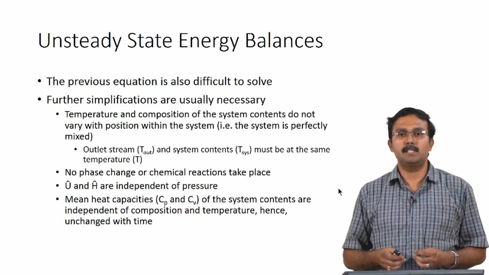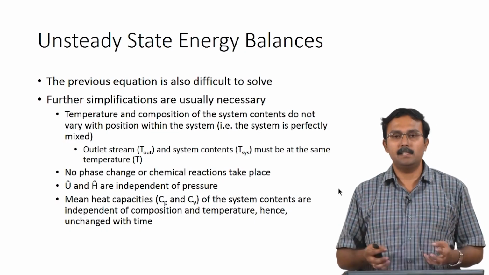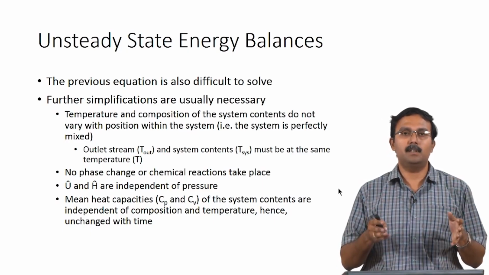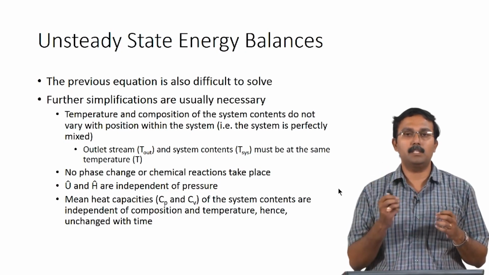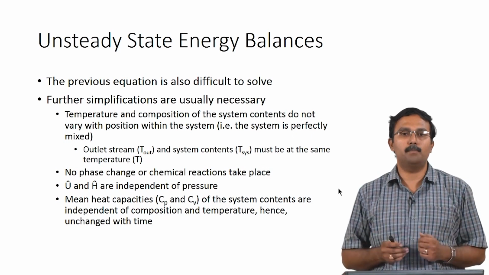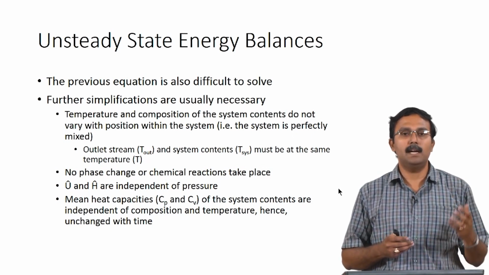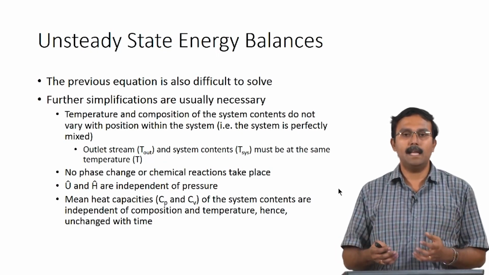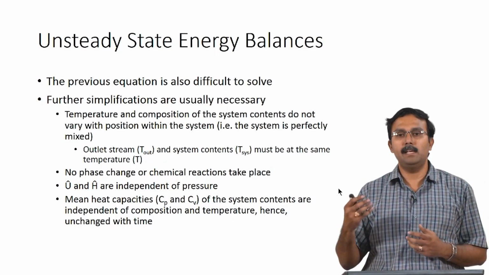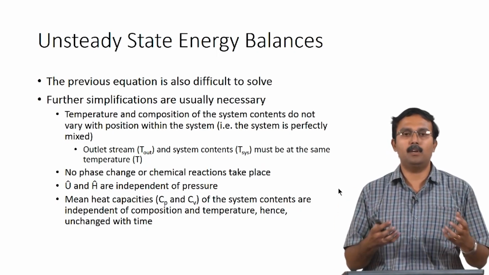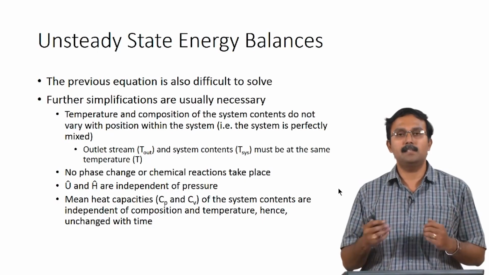Temperature and composition of the system contents should not vary with position within the system, that is, the system should be perfectly mixed. There should not be any effect of position, or spatial distribution, when we are talking about temperature or composition. This means that the outlet stream temperature and the system temperature would be the same. So, T out would be equal to T sys, and both of them would be equal to T.